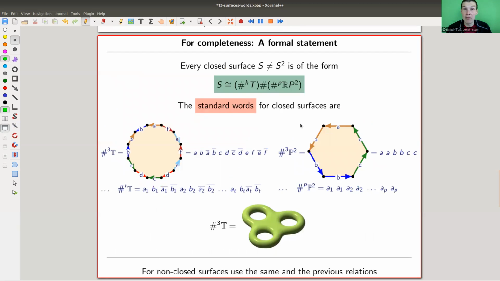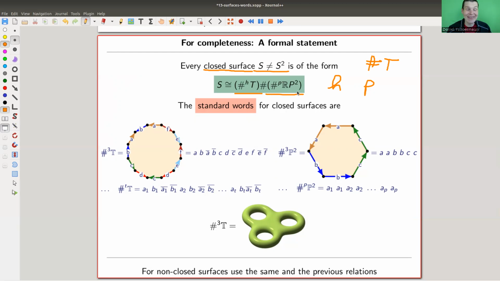So let's say you have a closed surface, and let's just be not forever. This is not a really restriction. It just makes the statement nicer. On the next slide, I give you the general statement. But let's say we have a closed surface which is not the sphere, then the surface is of the following form. It has H, a certain number of handles, right? It's this hash product of the torus, and it has a certain number of projective planes, P, again a hash product, so the connected sum of surfaces.